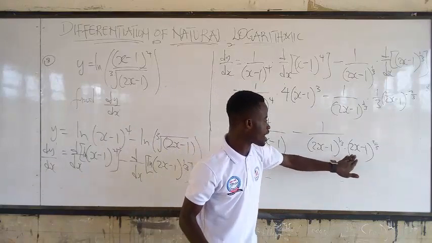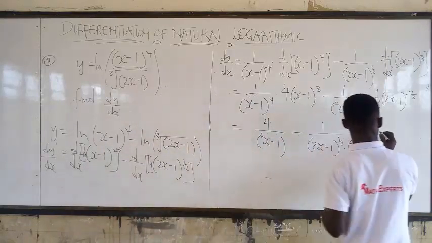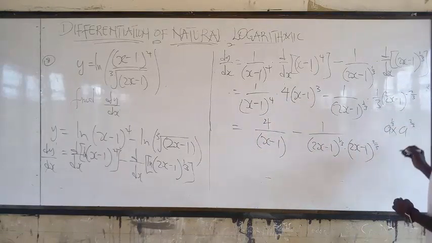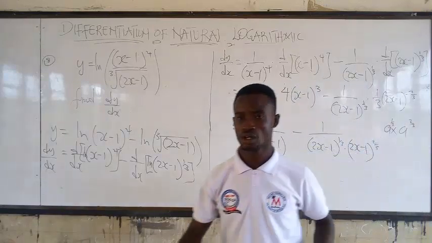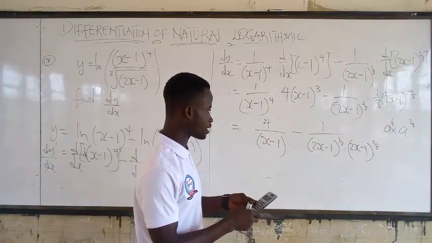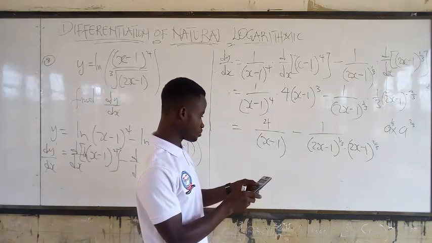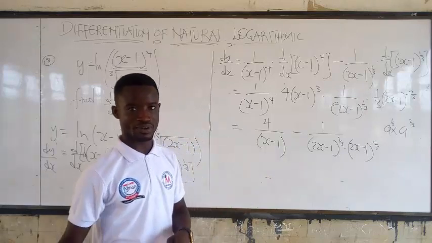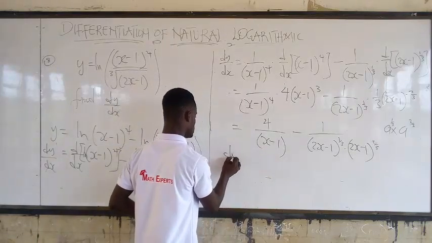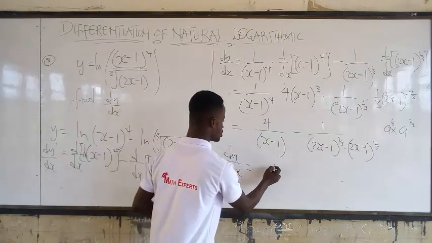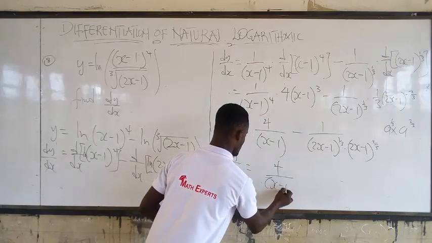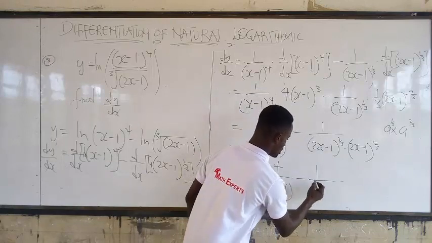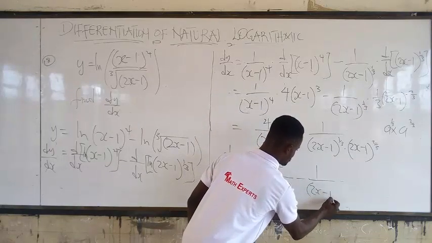So the inside they are the same. It's something like a raised to the power 1 over 3 times a raised to the power 2 over 3. What will you do? You add. So let's add 1 over 3 plus 2 over 3, and that's going to give us 1. Therefore, dy/dx is going to be 4 over (x minus 1) minus 1 over (2x minus 1).